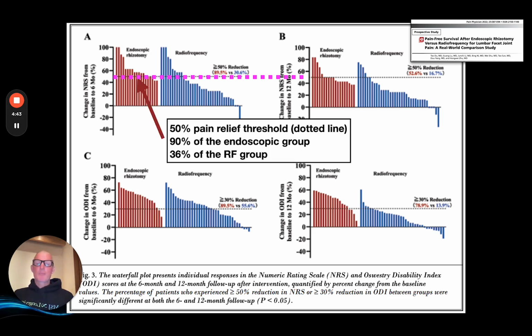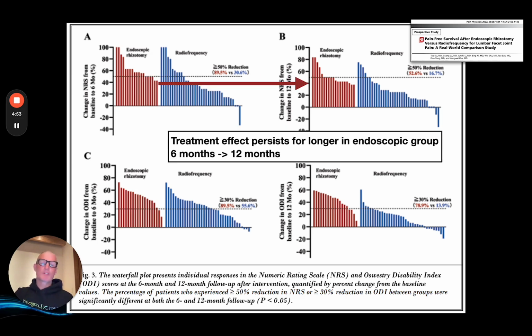Here is the 50% pain relief threshold, which is the dotted line. That goal is achieved by 90% of the patients treated endoscopically and 36% of the radiofrequency group, and that treatment effect persists for longer in the endoscopic group, going from 6 months to 12 months. Technically, what this translates to in my multidisciplinary practice is that I will do a fair number of patients that come to me for endoscopic treatment of the medial branch, either without having a previous procedure or after having 2 or 3 previous radiofrequency procedures done by one of my pain management colleagues.